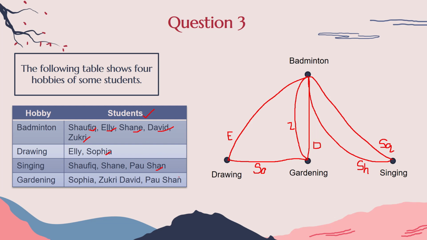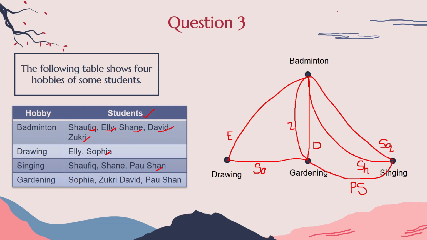The hobby that Pao Shan likes is singing and gardening. Then we draw our edge from singing to gardening. Then I label this as P S. Like this. It may not be pretty, but you can draw it pretty. I just showed you how to draw the graph.